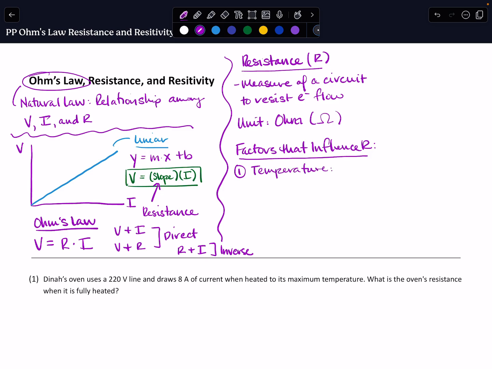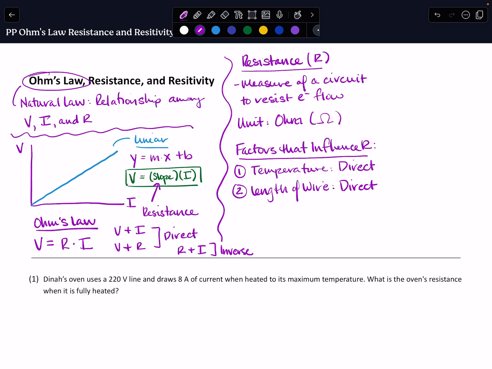All right, this is going to be a direct influence. As the temperature increases, the resistance of that material is also going to increase. Second is the length of your wire. As the length of your wire gets longer, you're going to see that resistance go up as well.